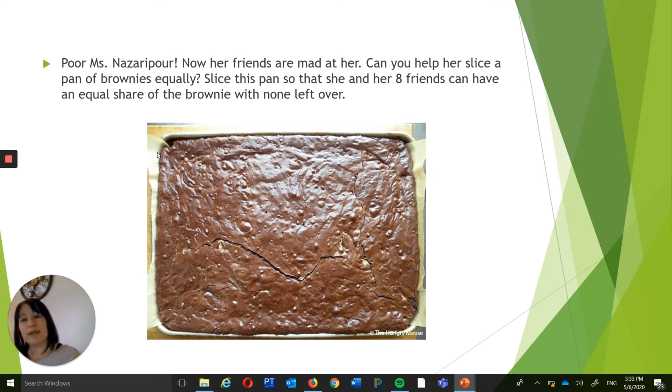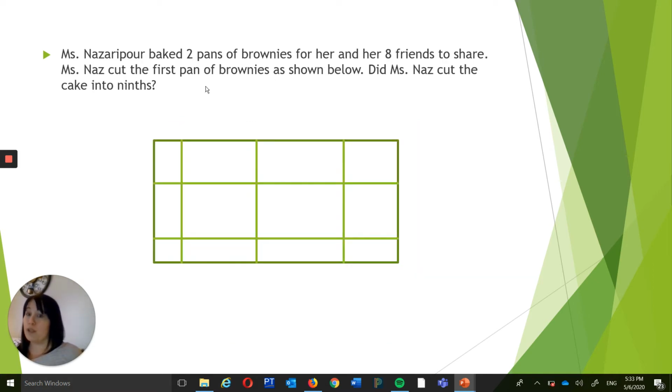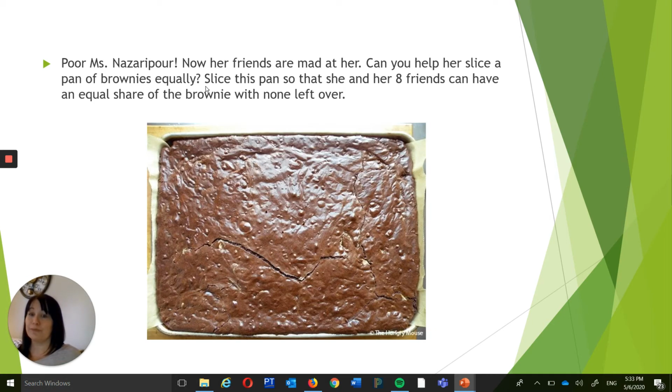Can you help her slice a pan of brownies equally? Slice this pan so that she and her 8 friends can have an equal share of brownie with none left over. So third graders, you need to help me out right now and see if you can cut a rectangle of brownies into 9 equal pieces or ninths. Now make sure they're equal and none left over. Remember, you don't want to end up with a pan like that. You want all pieces to be the same size. Pause the video and go ahead and partition this brownie equally.